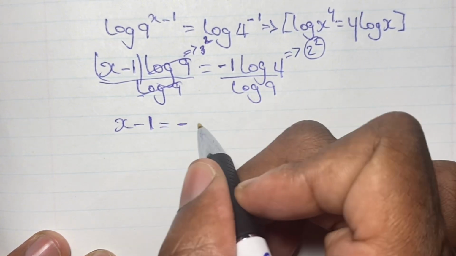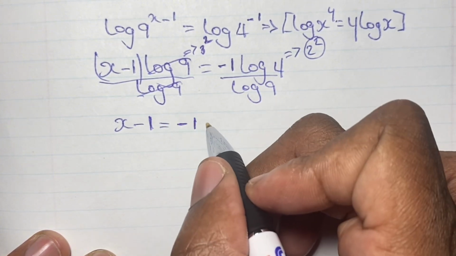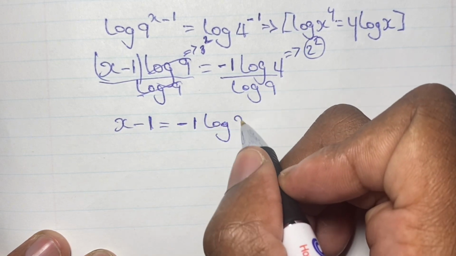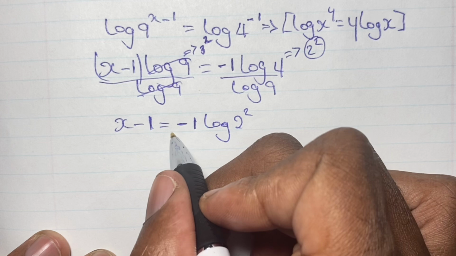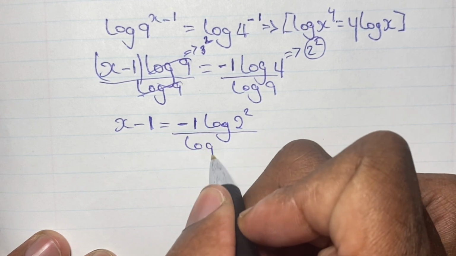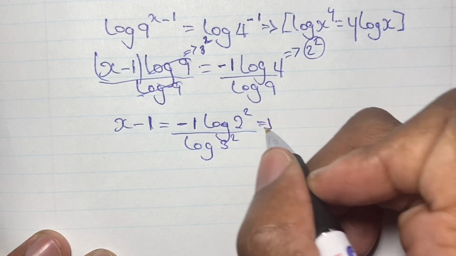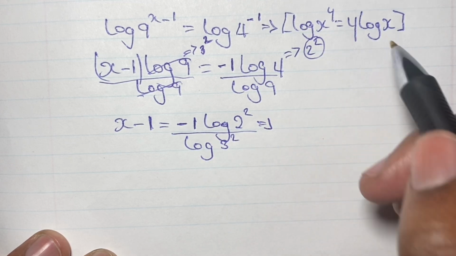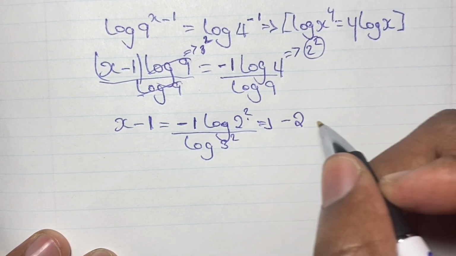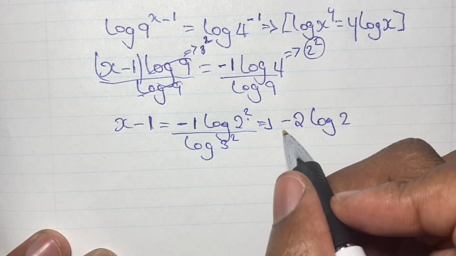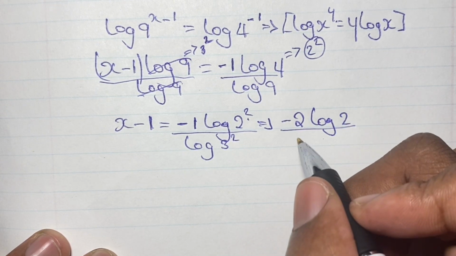So now that we have x minus 1 is equal to negative 1 log 4 over log 9, and we said that 4 is simplified as 2 squared, so we have negative 1 log 2 squared over, we said that 9 can be simplified as 3 squared, so log 3 squared. And so then this equation could be rewritten as negative 2 log 2 over 2 log 3.